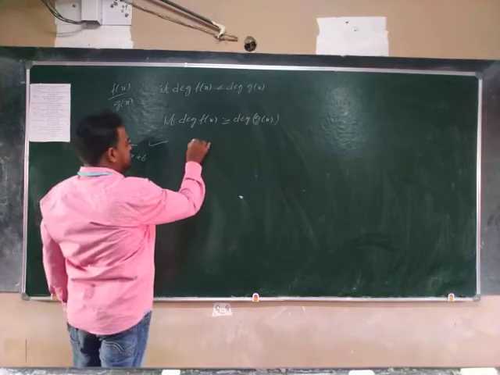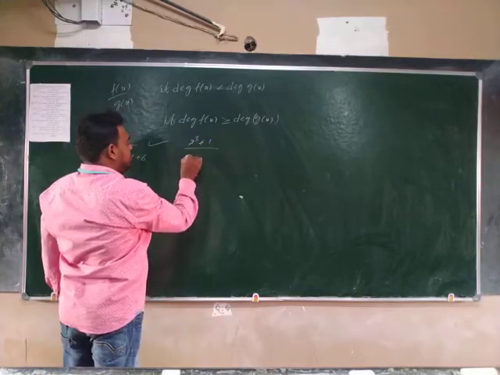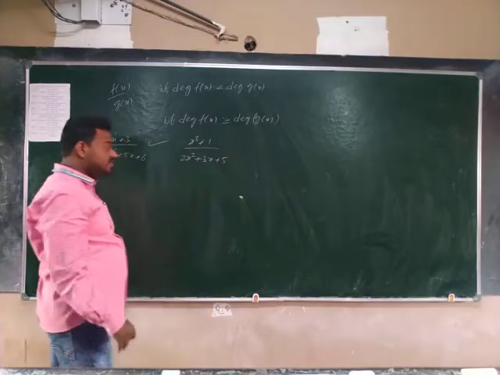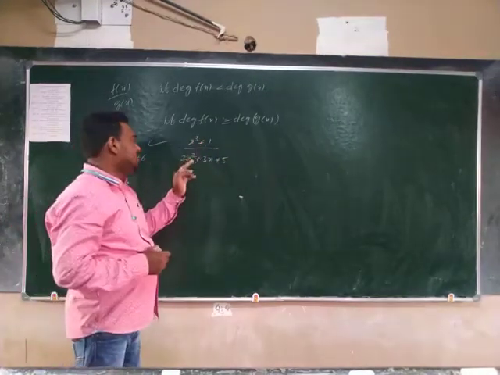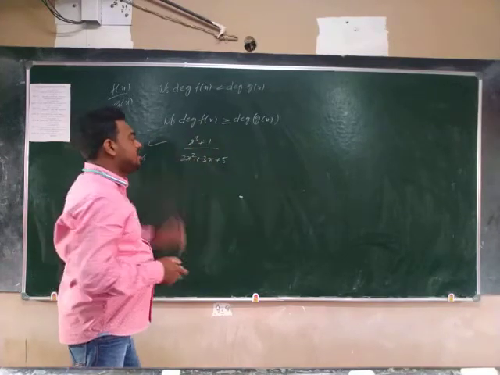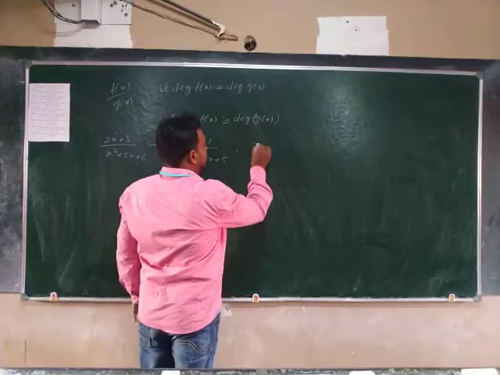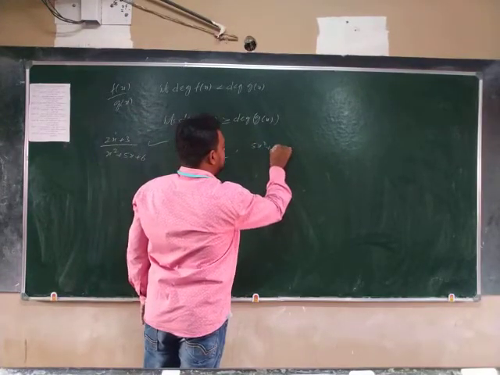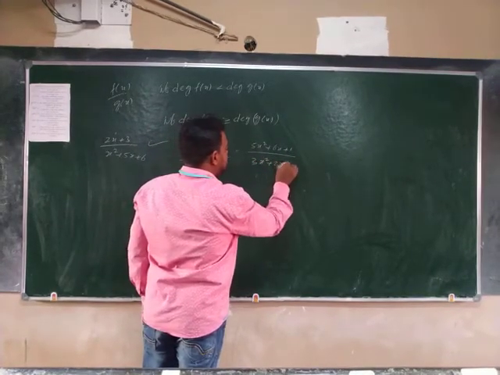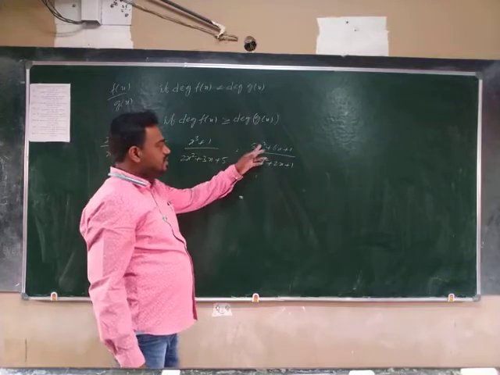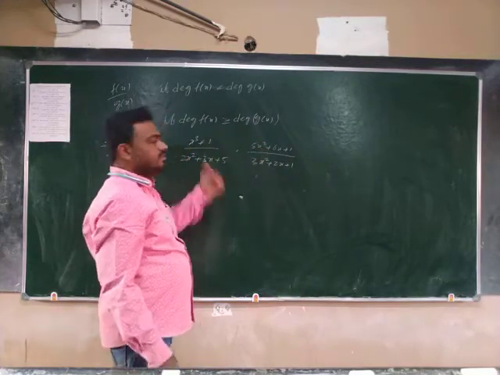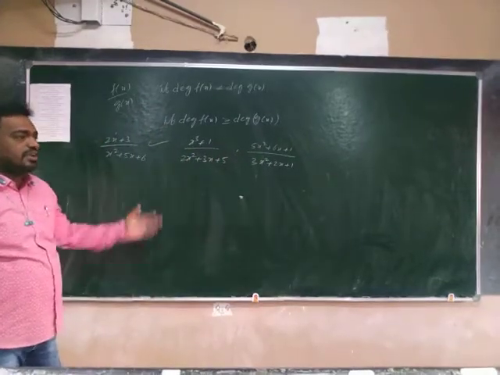One more, you see x cube plus 1 by 2x square plus 3x plus 5. Here the numerator degree is 3, the denominator degree is 2. So 3 is greater than 2, so it is an improper fraction. One more, 5x square plus 6x plus 1 by 3x square plus 2x plus 1. Here the numerator degree is 2, the denominator degree is 2. So this is also an improper fraction.